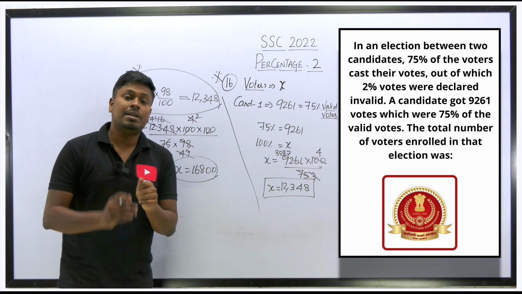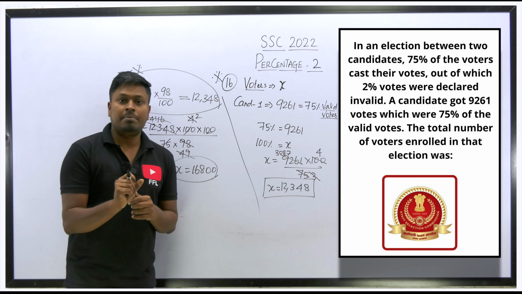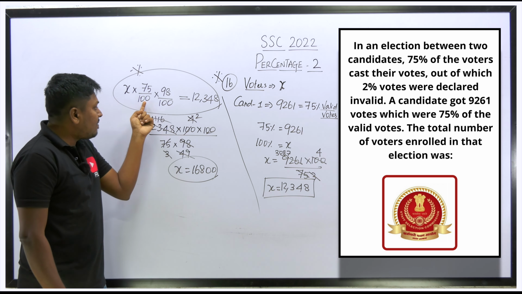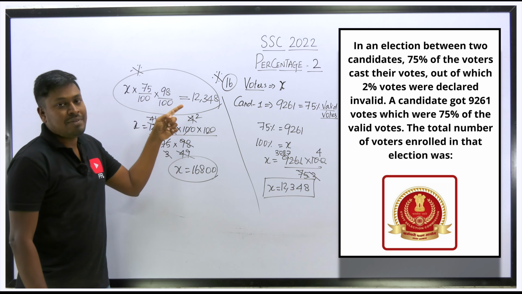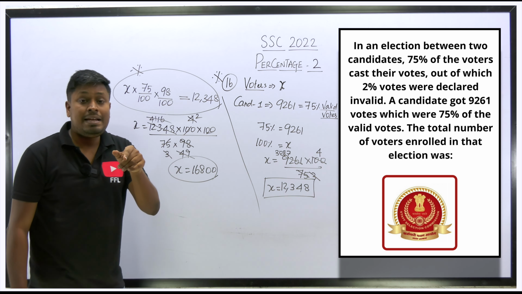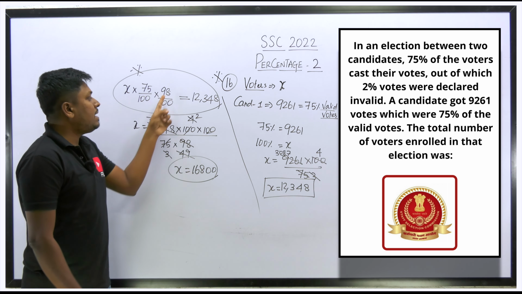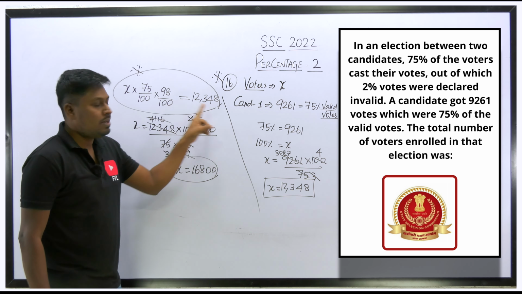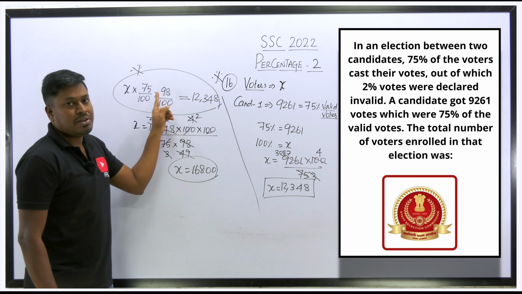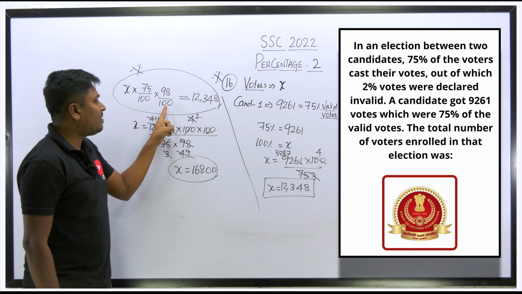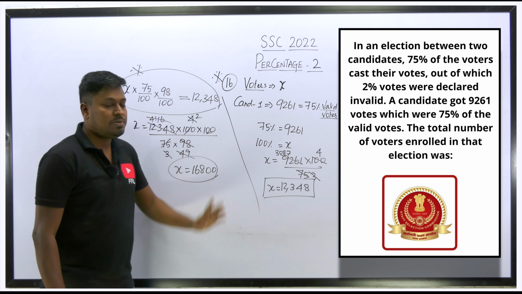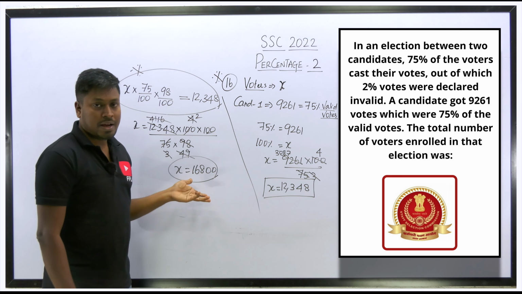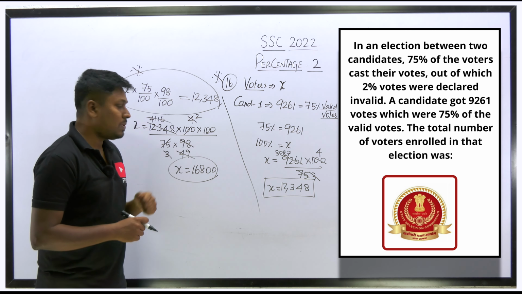Initially, X will be the total number of voters. So out of the total number of voters, only 75% of the voters cast their vote. So out of this 75%, 2% of the votes are invalid. So 100 minus 2 will be 98% valid votes. So 98 by 100, you should not write it as 2 here, because our target is to find the valid votes. So 100 minus 2 will be 98. So 98% will be the valid votes, equal to 12,348. So finally we got the total number of voters who enrolled for the election will be 16,800.